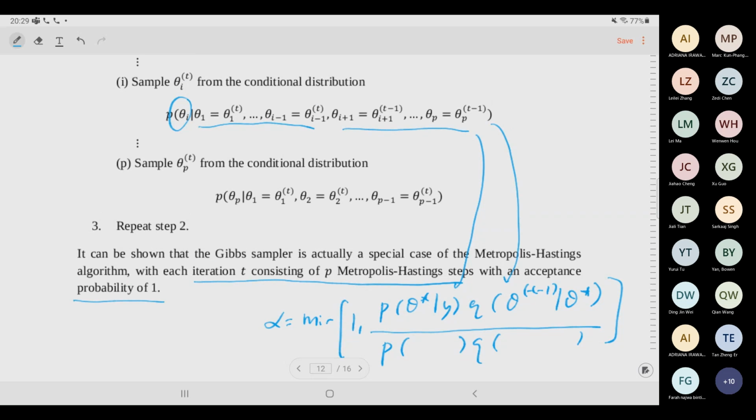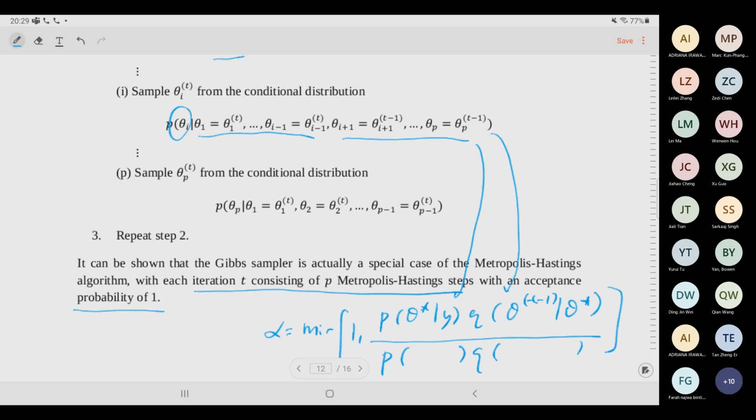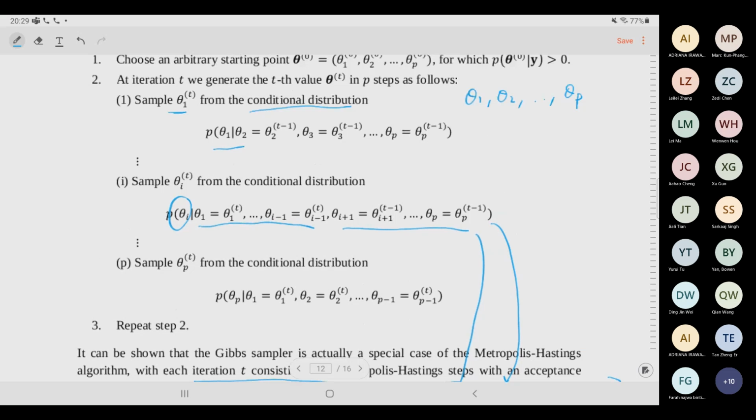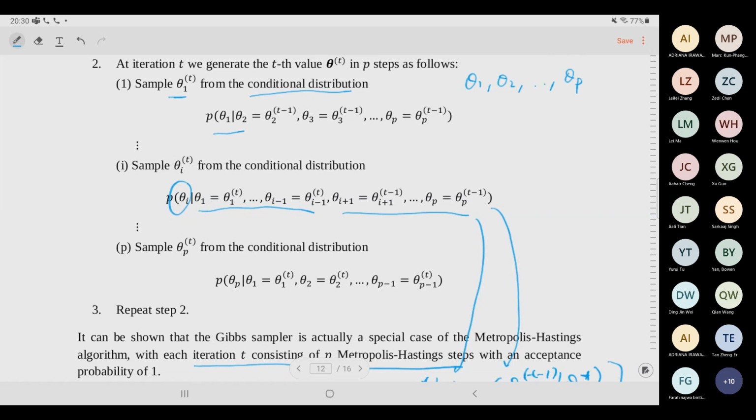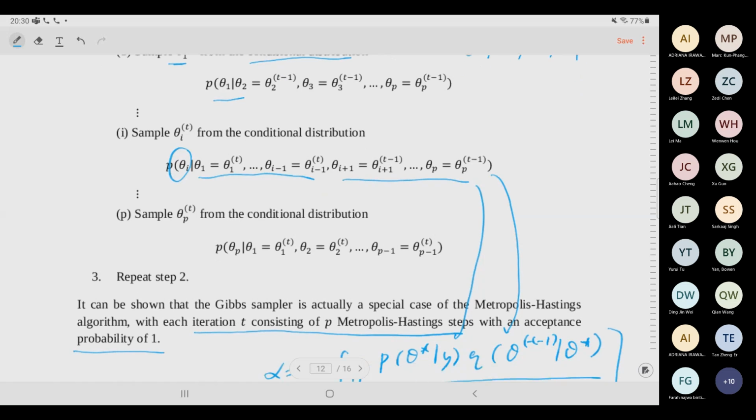So it means that all the proposals are accepted, but the parameters are updated one by one, not at the same time. Each of the theta i has a different conditional distribution, or different proposal, and all the proposals are accepted, so they will change.